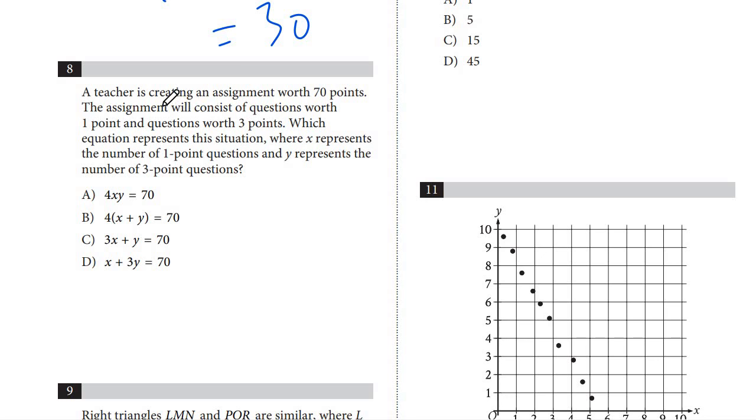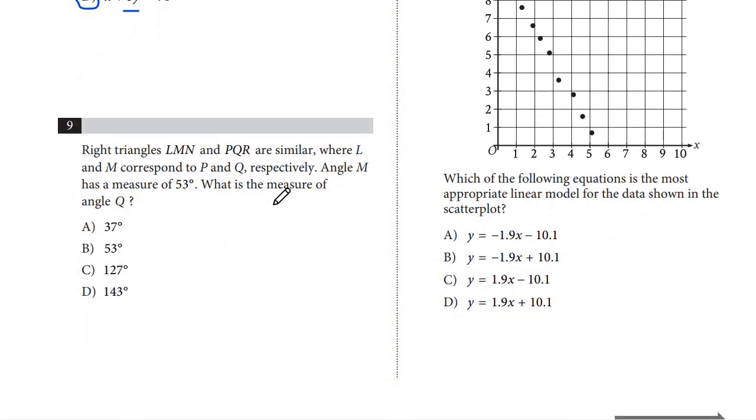nothing to this. A teacher is creating an assignment worth 70 points. The assignment will consist of questions worth 1 point and questions worth 3 points. Which equation represents a situation where x pertains to the 1 point and y pertains to the 3 point questions? So since x is worth 1 point and y is worth 3 points, you're going to multiply the y by 3 and the x by 1, and that will give you option D.